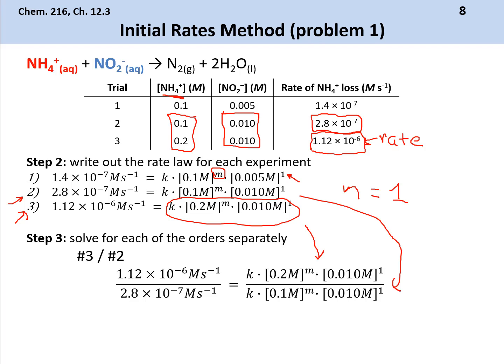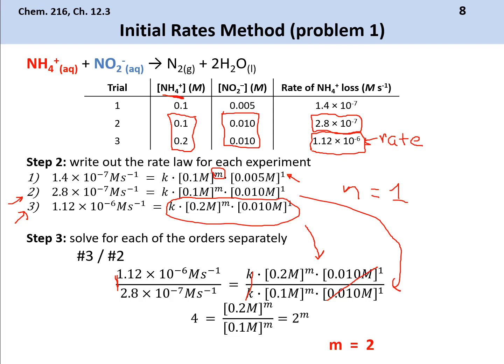Now let's look at this. The k's cancel out. My 0.01 to the first power over 0.01 to the first power cancels out. And if I do this calculation on the left, it gives me 4. So 4 equals 2 to the m. So what value is m? Well, m is 2, because 2 squared gets me 4.